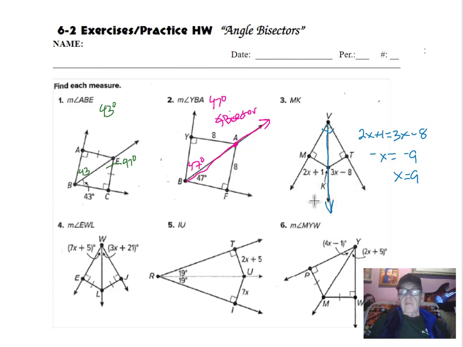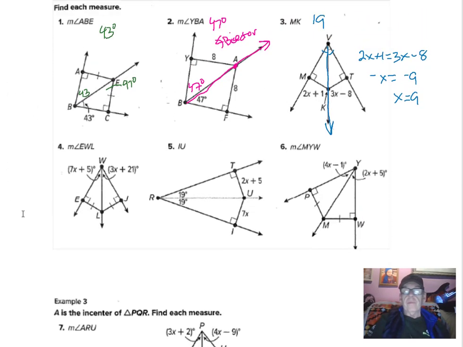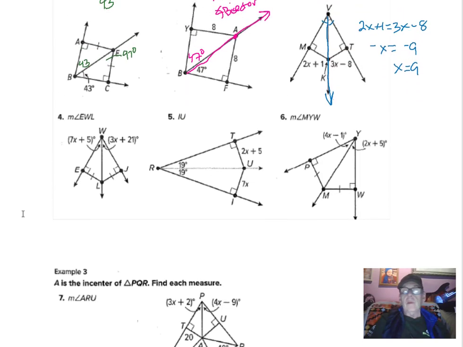They want us to find the length of MK. MK is 2x plus 1. 2 times 9 plus 1 is going to be 19. Let's move up. Let's see these here.